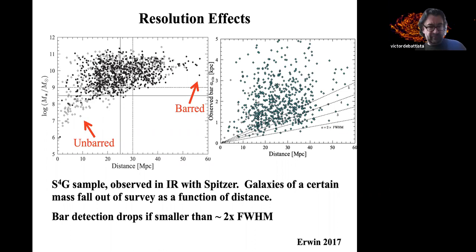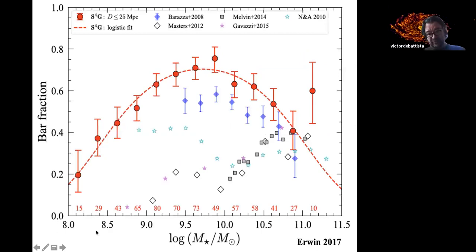So what Erwin did then, he took a sample of galaxies within 25 megaparsecs that was complete, had to be complete throughout this volume. So from this mass upwards, all galaxies that are within that distance, and studied the properties of the bars of these systems, and asked what is the bar fraction across this mass range. And what you see is that he has a sort of peaked distribution, peaks at about log mass of about 9.6, 9.7, something like that.